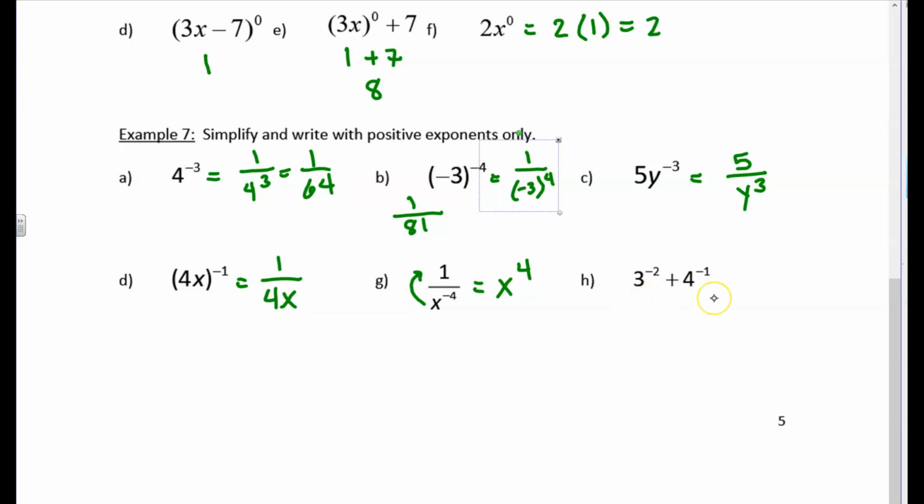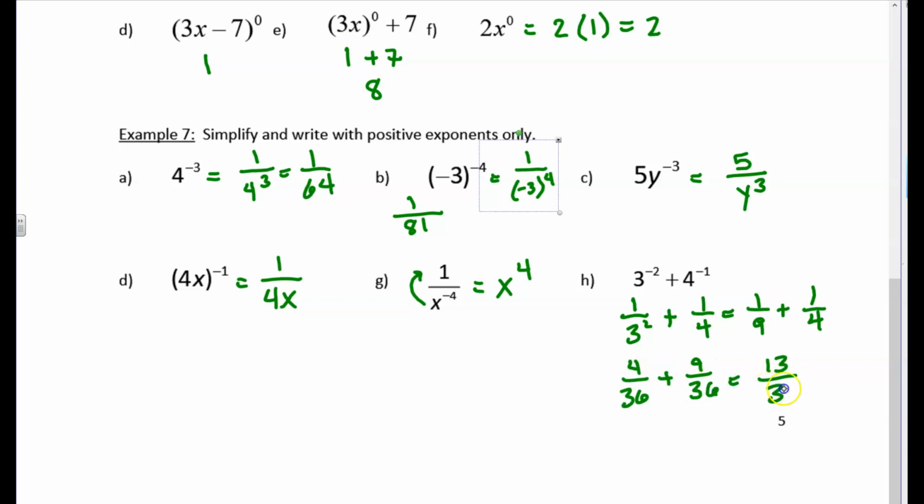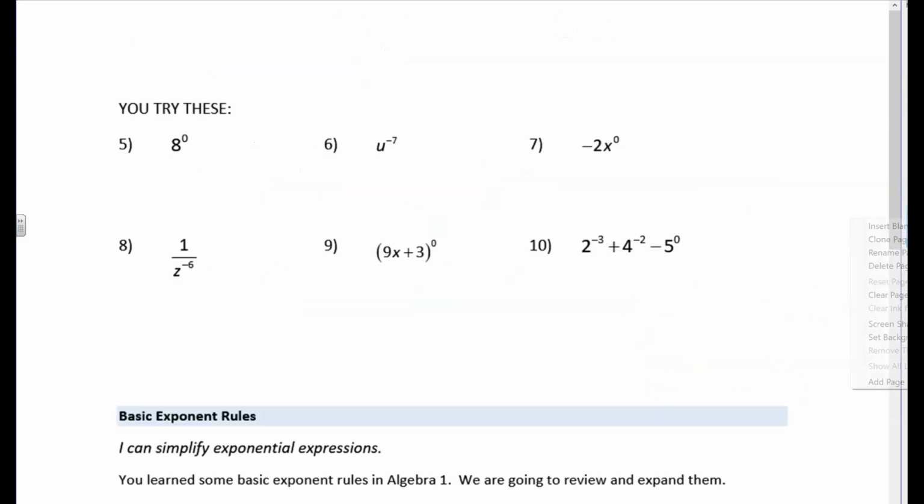And here we've got some addition. 3 to the negative 2 would be 1 over 3 squared. And then 4 to the negative 1 would be 1/4. Well, that's the same thing as 1/9 plus 1/4. Well, we need common denominators in order to add fractions. I like 36. This becomes 4/36 plus 9/36, or a final answer of 13/36. A little bit of fraction math for you guys. Blast back to middle school math.